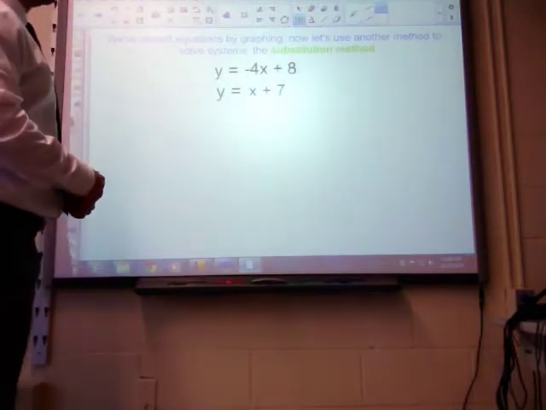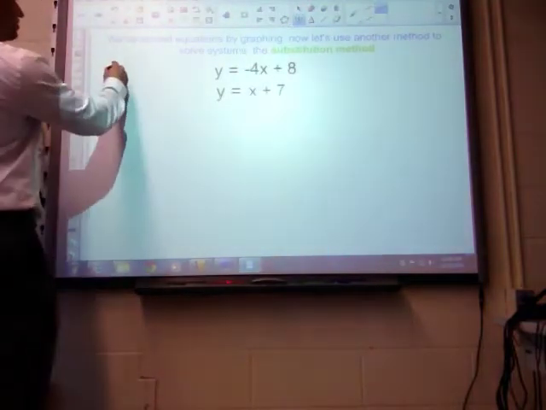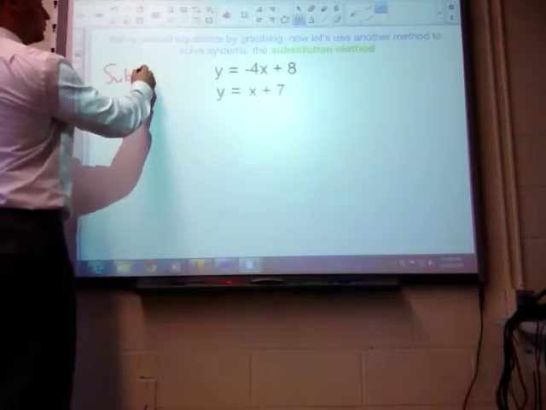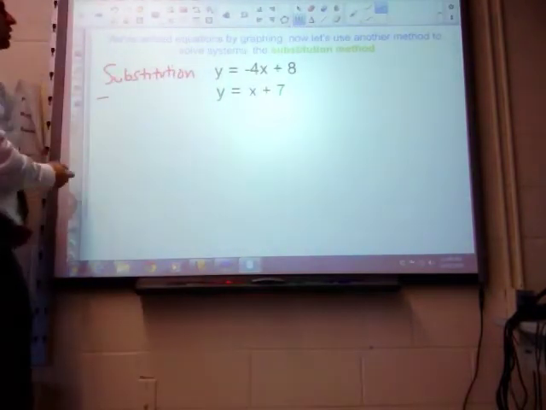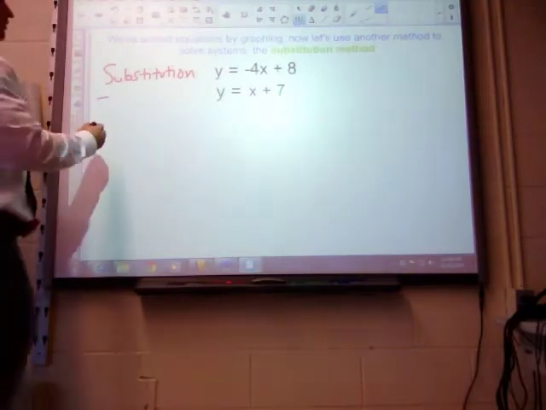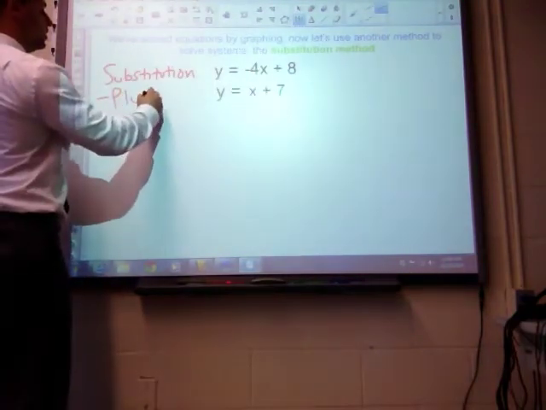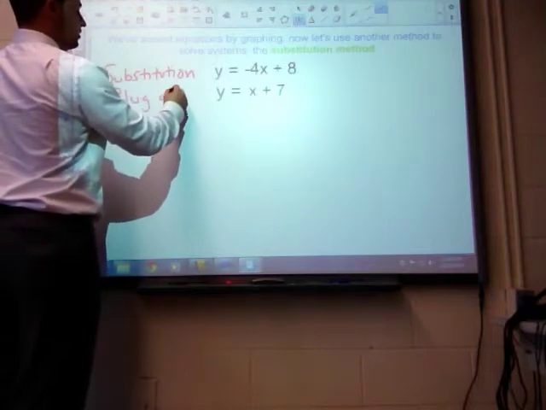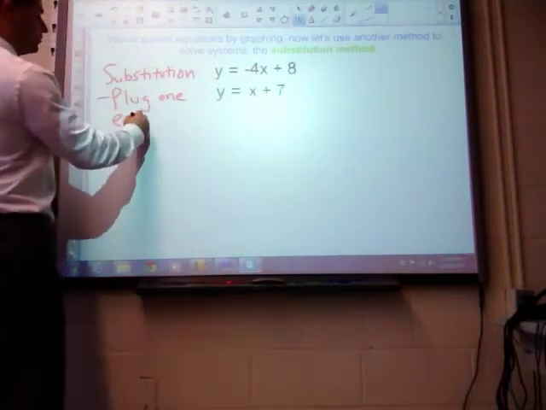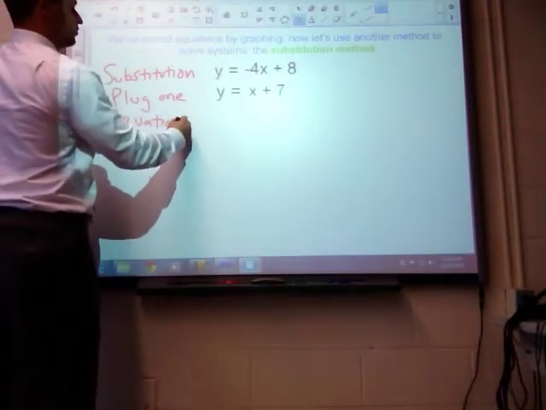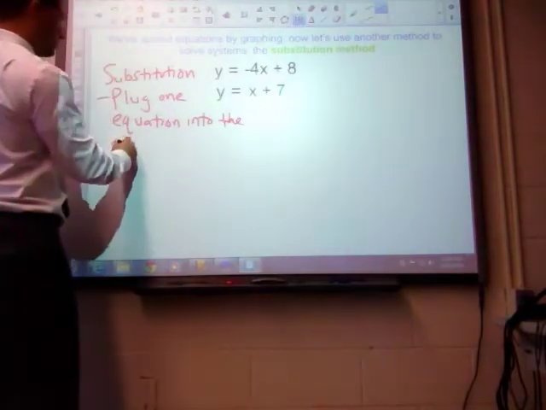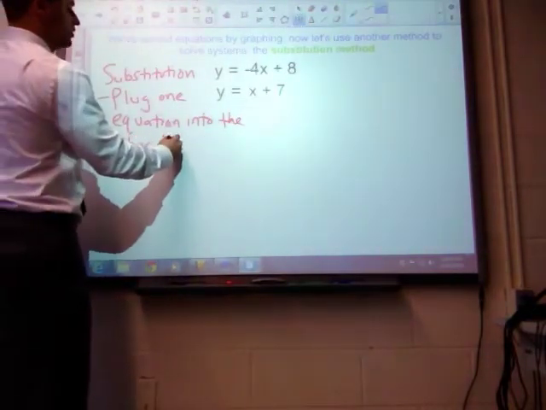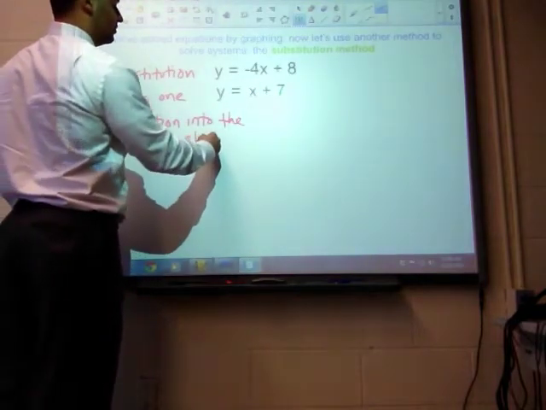So let's take a look at this one. The idea of substitution is to plug one equation into the other and eliminate a variable.